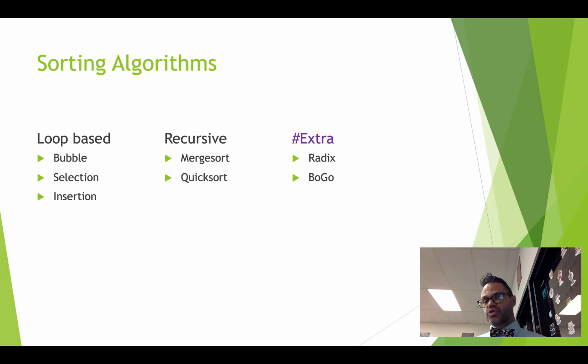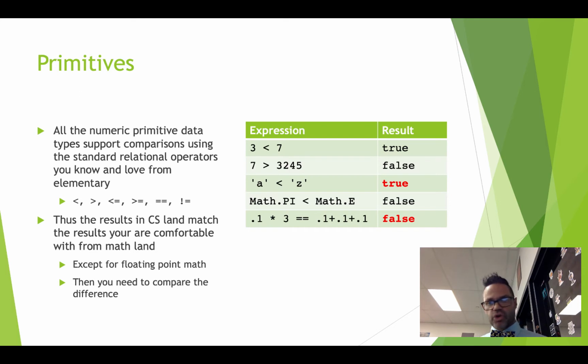The extra sorts we're looking at, Radix and Bogo, we'll see after we get finished with the basic structures. When we're sorting primitives, it's really pretty easy because primitives have built into them the support for using the relational operators: less than, greater than, less than or equal to, greater than or equal to, equals, or not equals. Those work almost the exact same way in Java land as they do in regular math land in the real world. So 3 is less than 7, true. 7 is greater than 3,245, false. A is less than Z, that's true because the char primitive type values A and Z are basically number wrappers. Math.PI smaller than Math.E, false, okay, good.